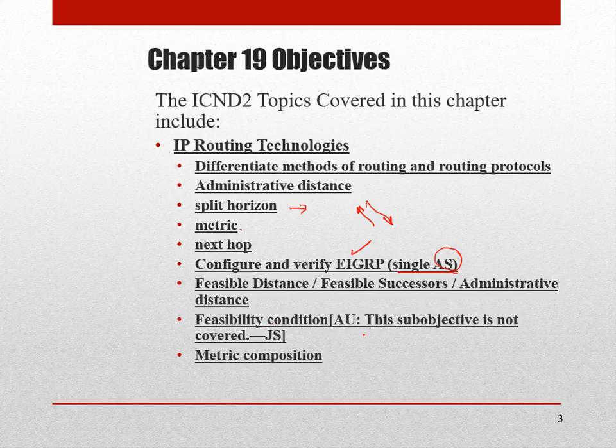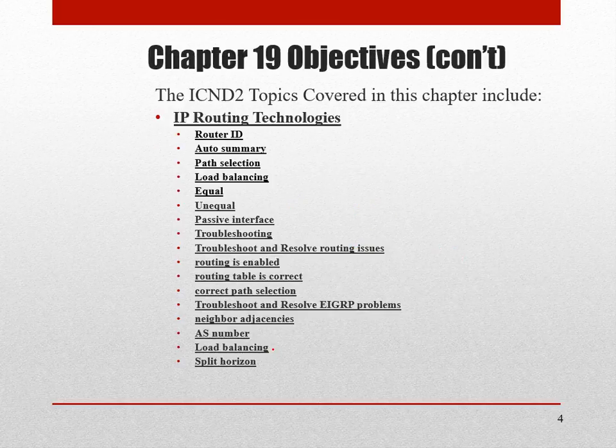Feasibility condition, the sub-objective, is not covered in this thing. Metric composition, the metric for EIGRP, is very complex. Router ID, we need one, and the only reason we really need it is so that the system can keep things sorted out. And just like we talked about router IDs before, it will use the highest IP unless we have a loopback, and then it'll use the highest loopback.